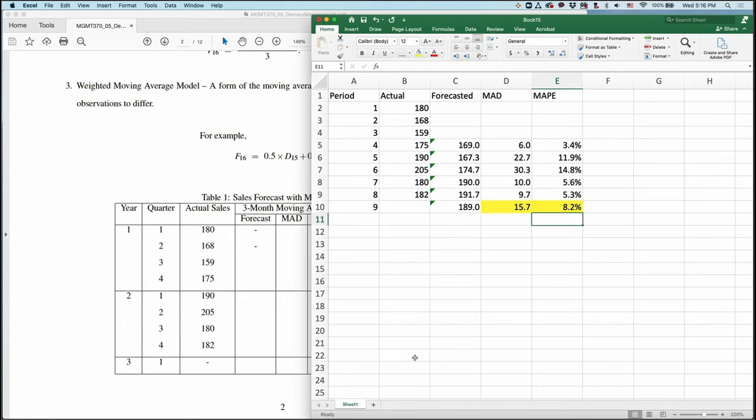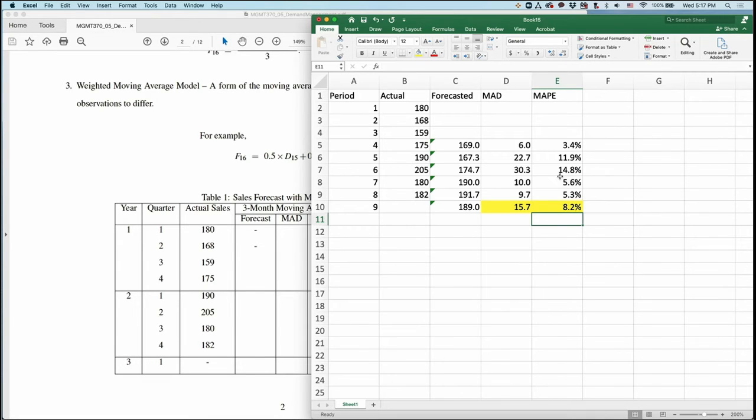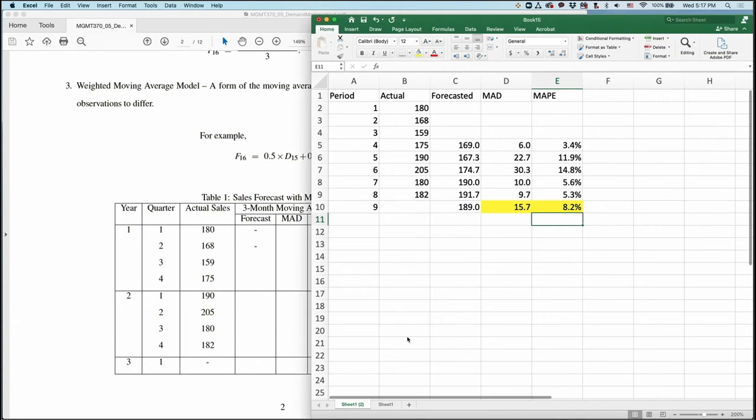Now we will use different weights. In this case, we give the same weight to all previous 3 periods, right? So I will copy this one and create a copy. The first one is the simple moving average, and now the second is the weighted moving average.